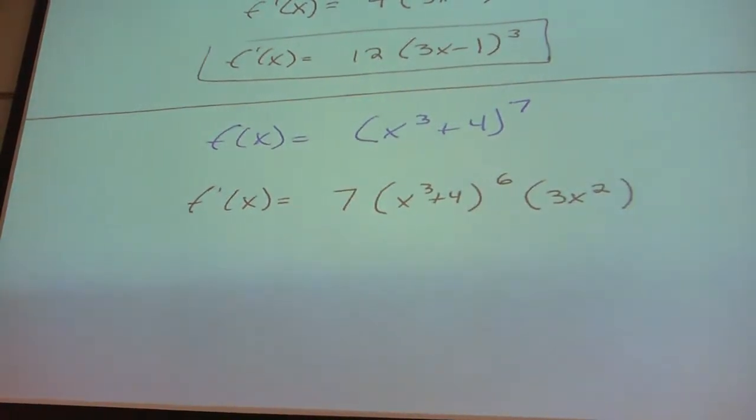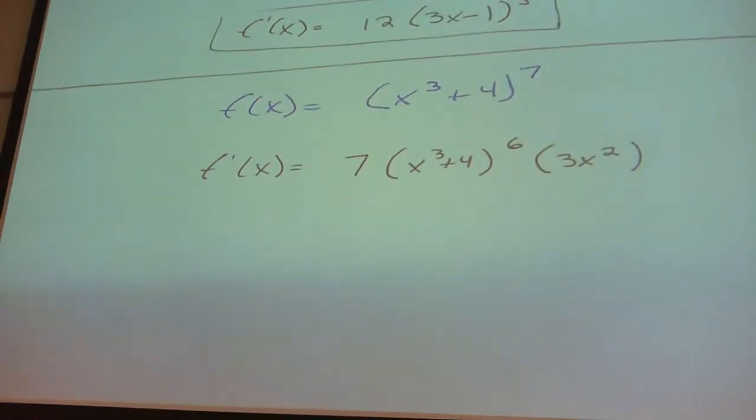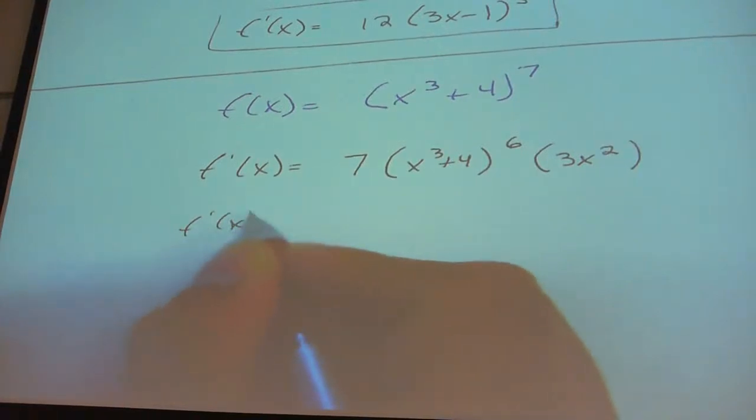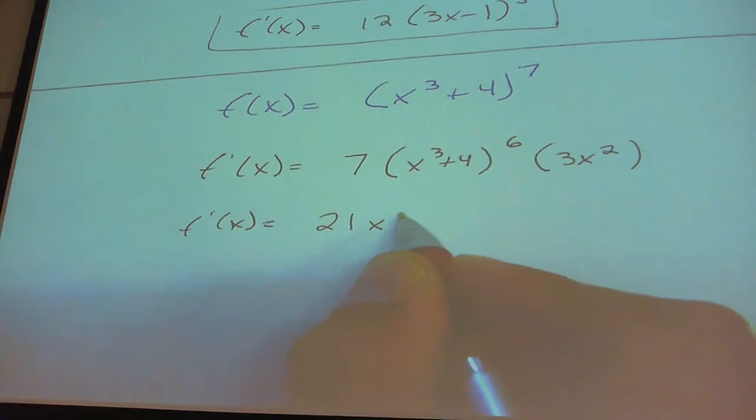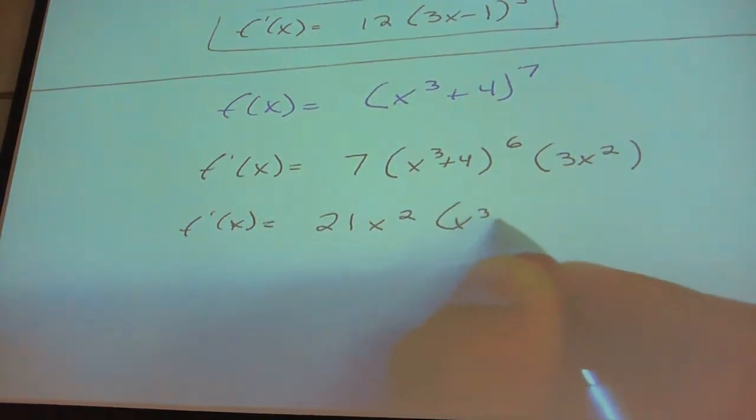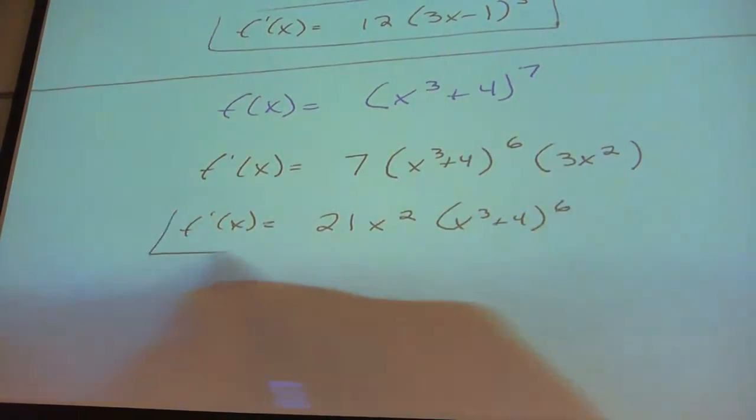That's chain rule. Now again, I don't know how long it could be. It could have special cases in it. It can get crazy. But the bottom line is something raised to a number, exponent goes to the front, inside stays the same, subtract 1, then derivative of the inside. Parentheses do matter. Would that be a final simplified answer? No, I can take it one step further. What would I get? 21x squared, x to the third plus 4 raised to the 6.